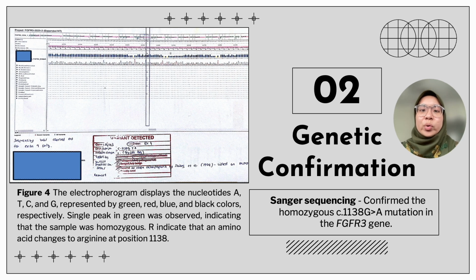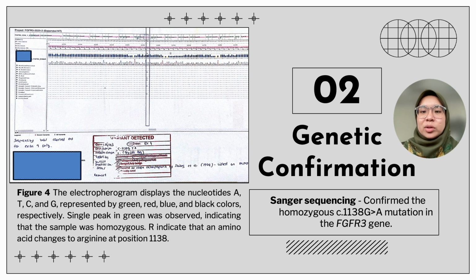From Figure 4, the electropherogram displays the nucleotides A, T, C, and G represented by green, red, blue, and black colors. A single peak in green was observed, indicating that the sample was homozygous. R indicates that an amino acid changes to arginine at position 1138.